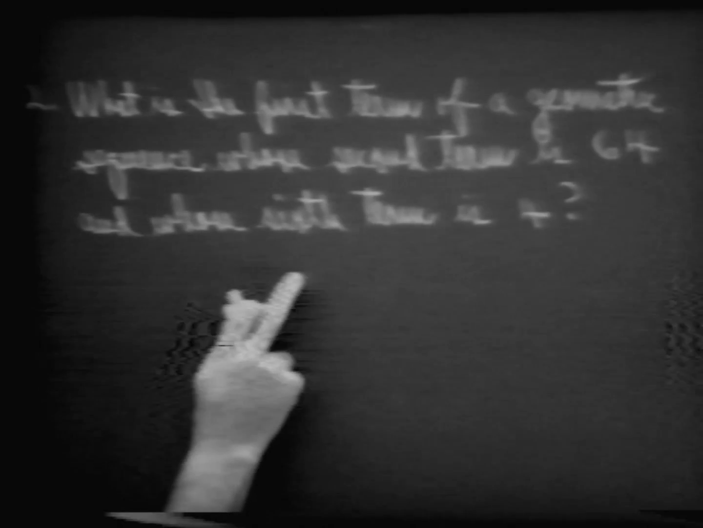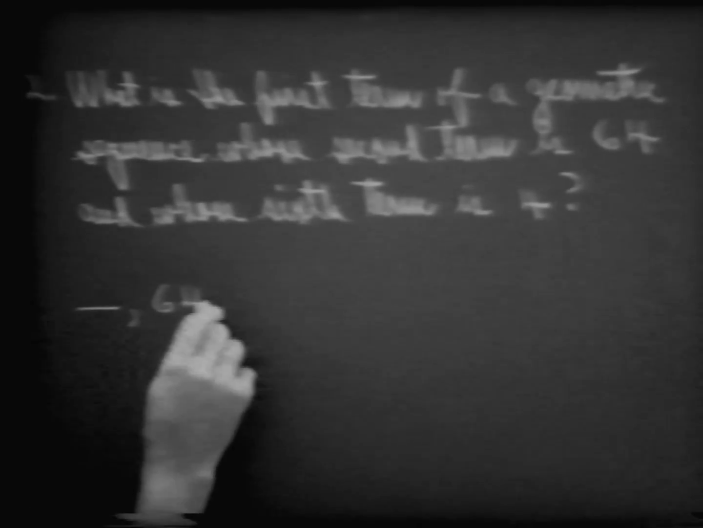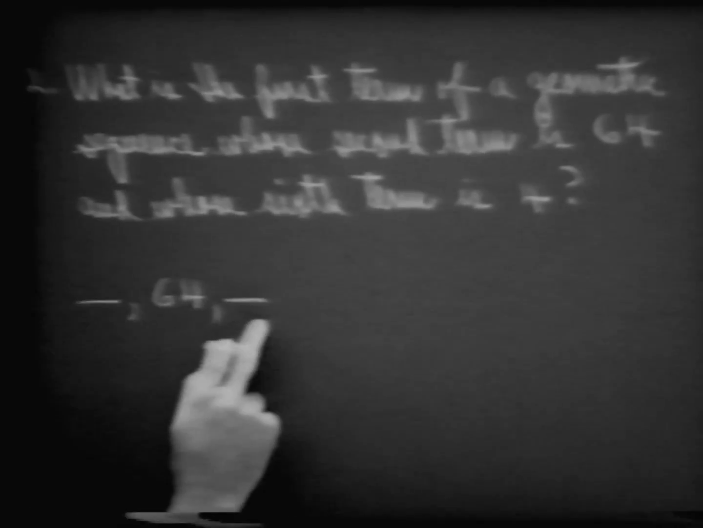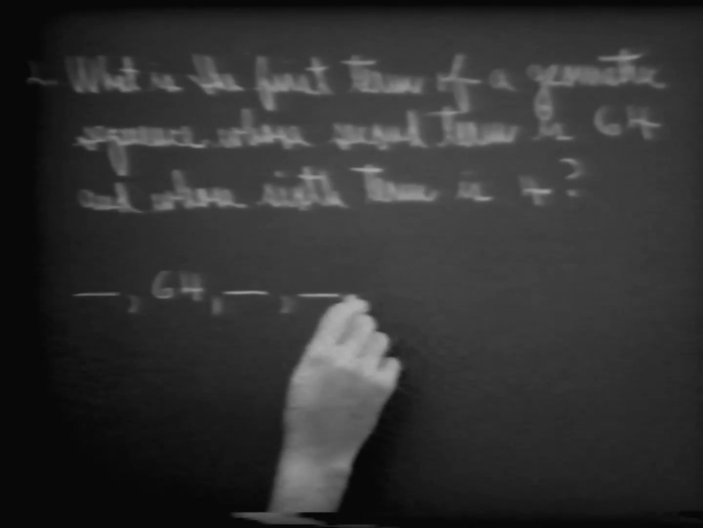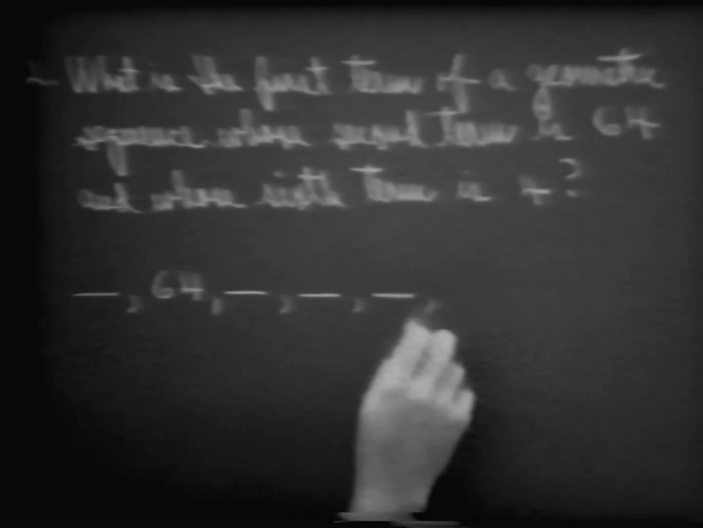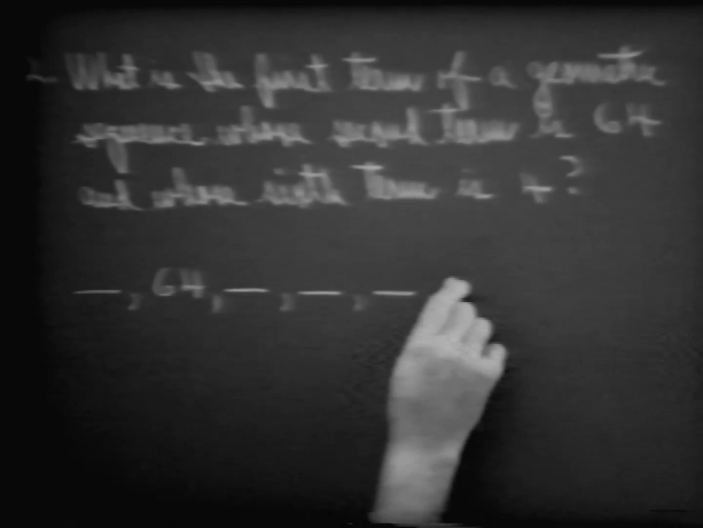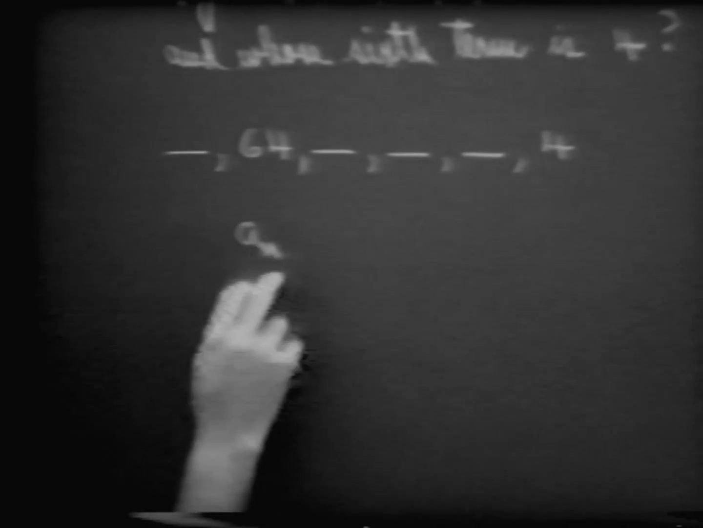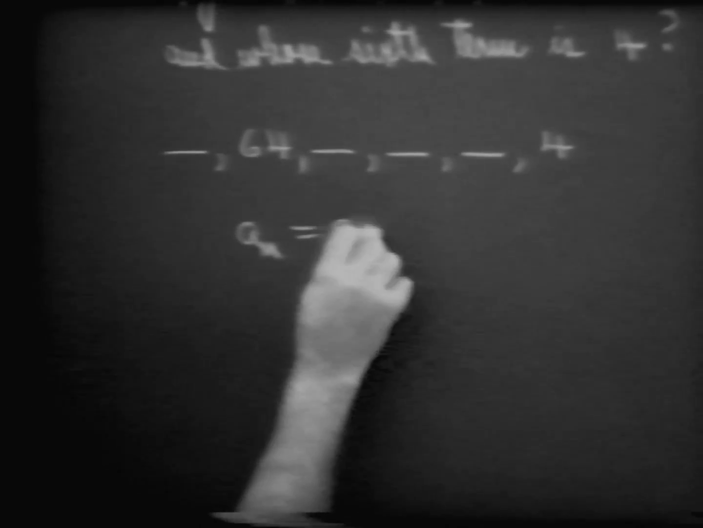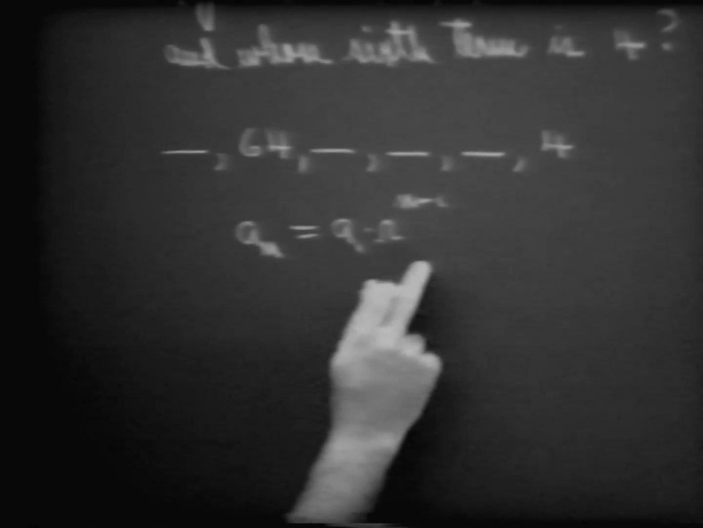It says, what is the first term of a geometric sequence whose second term is 64 and whose sixth term is 4? Okay? So we now are looking for that first term. The second term is 64. There must be some third term which we're not particularly interested in, a fourth term, a fifth term, and then the sixth term is what number? 4. In this case, 4. Okay? Again, let's set up our pattern of a sub n then is equal to a sub 1 times r to the n minus 1 power.